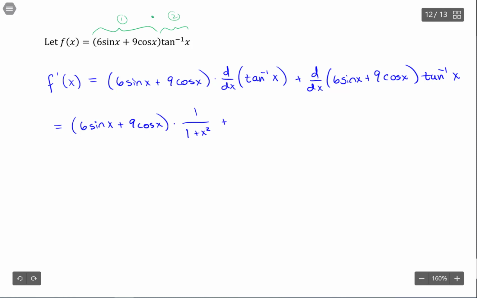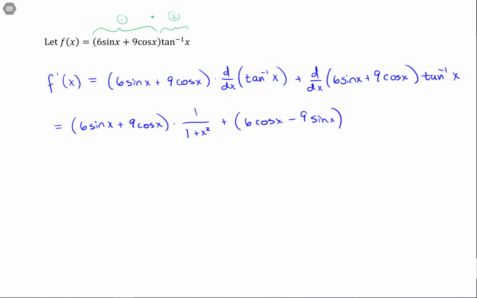The derivative of 6 sine x plus 9 cosine x would be 6 cosine x minus 9 sine x, because sine and cosine effectively just flip between themselves when you differentiate them, except the derivative of cosine is a negative. And then we're multiplying by the arctangent.